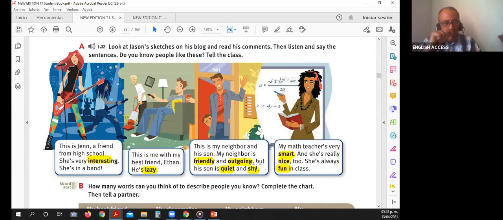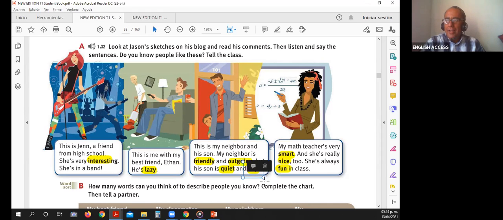Outgoing means, if you want to write it down, accessible. You can talk with him, you can have a chat, a conversation. Maybe you know people that you say hi, and they don't make a conversation, they don't make contact. An outgoing person, you can say hi, and they say, hi, how are you doing? Everything fine? They make a conversation. They are outgoing.